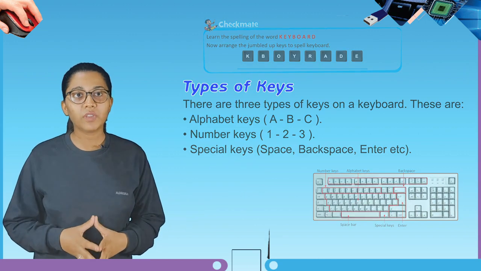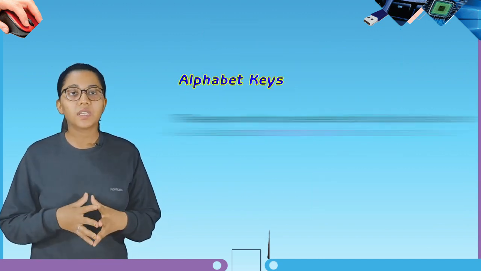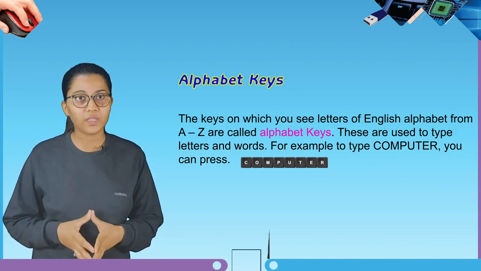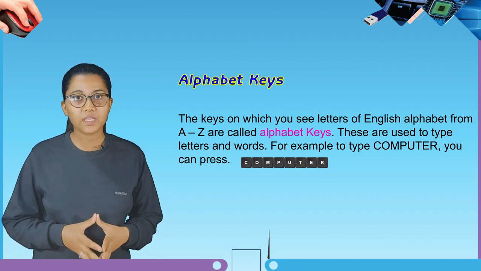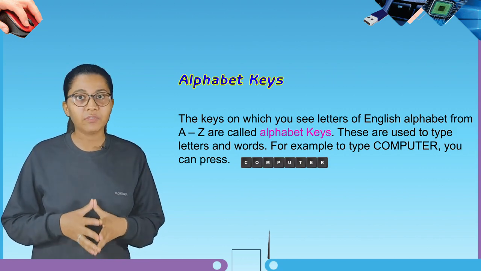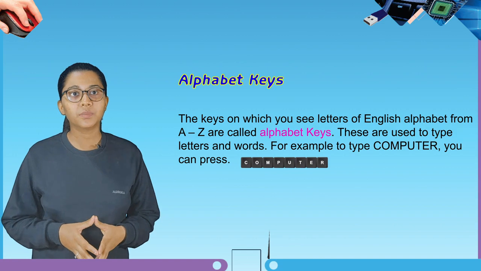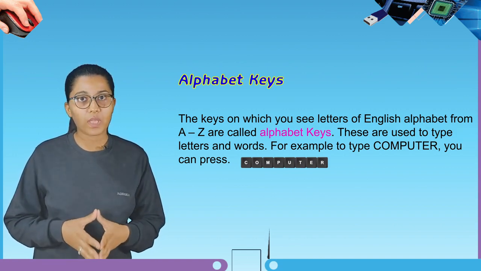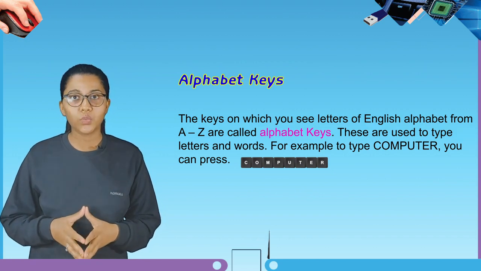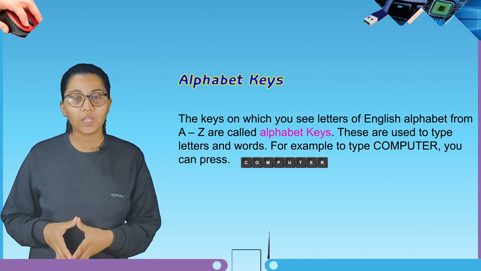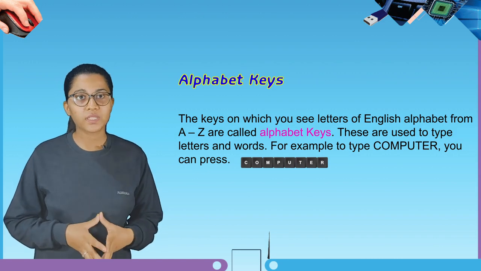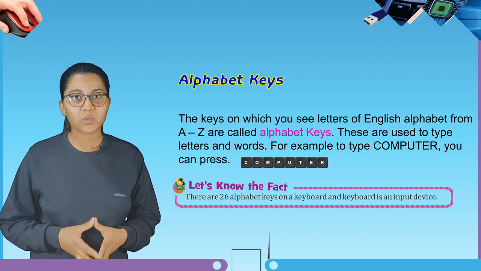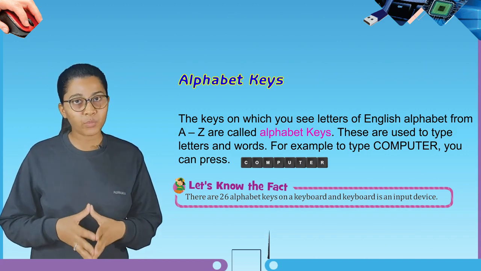Now we learn about alphabet keys. The keys on which you see letters of the English alphabet from A to Z are called alphabet keys. These are used to type letters and words. For example, to type computer, you can press C, O, M, P, U, T, E, R on the keyboard. Let's know the fact: there are 26 alphabet keys on a keyboard and the keyboard is an input device.